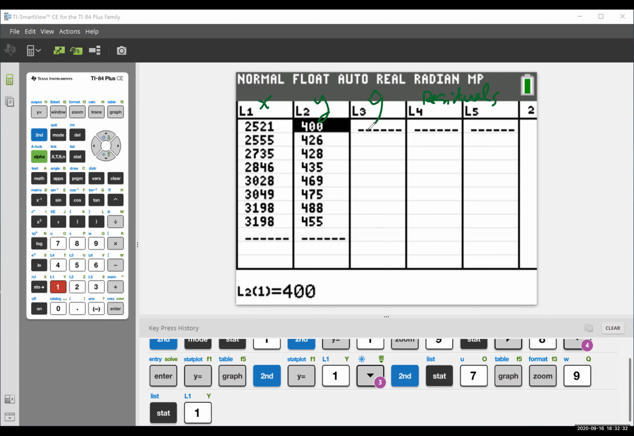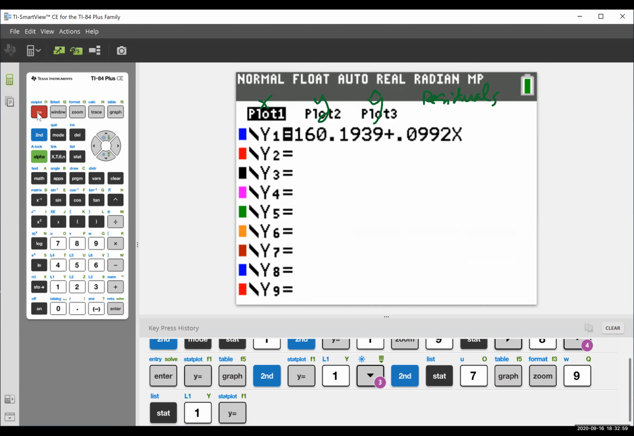So how do we get the Y hat? We have an equation. What was the equation again? Wouldn't it be L1 minus L2? Yes, no, that's for residuals. No, Y hat is a formula. You can go back here. So your equation is 160.1939 plus 0.0992x. So you're gonna need to use that.